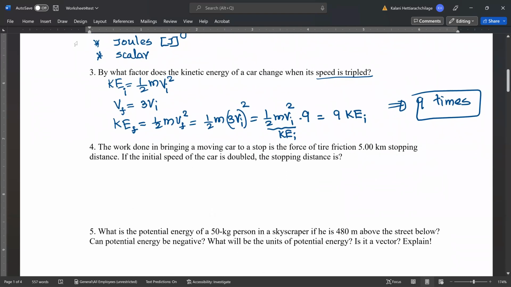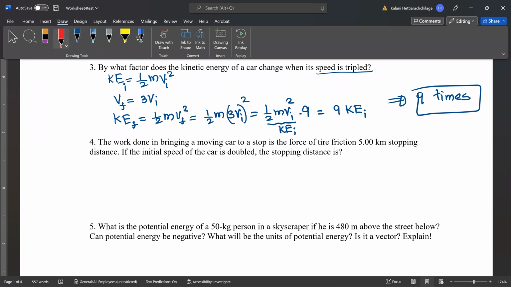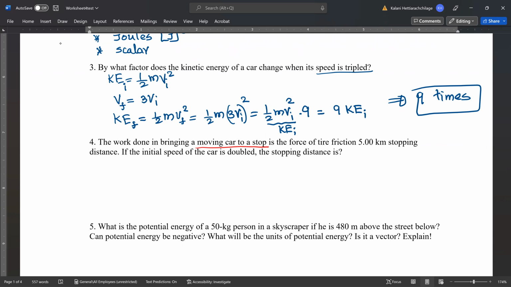Okay, so now let's move into the next question. The next question is asking: you have the work done in bringing a moving car to a stop. That information is important, you're going to stop it. Is the force of the tire friction... friction. This will be the stopping distance, right?